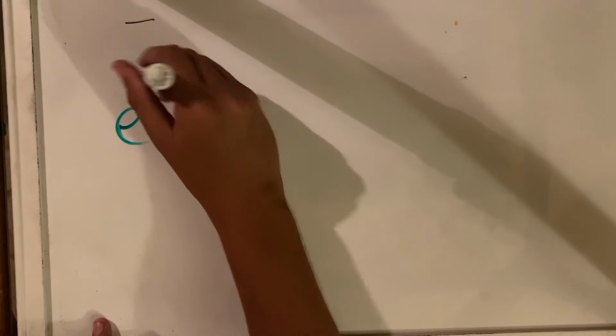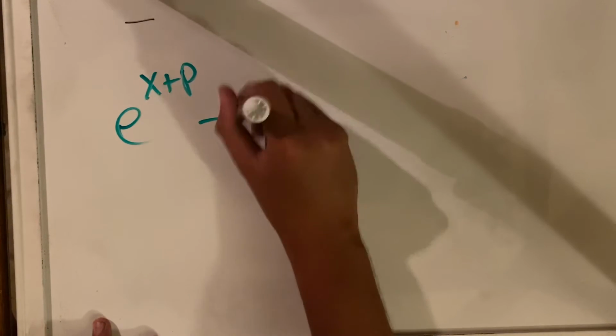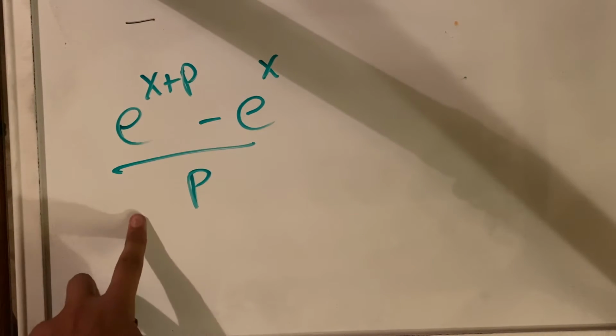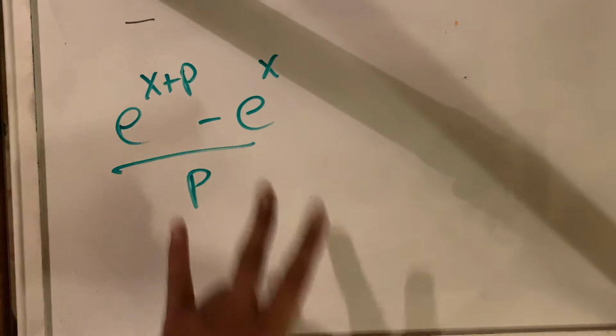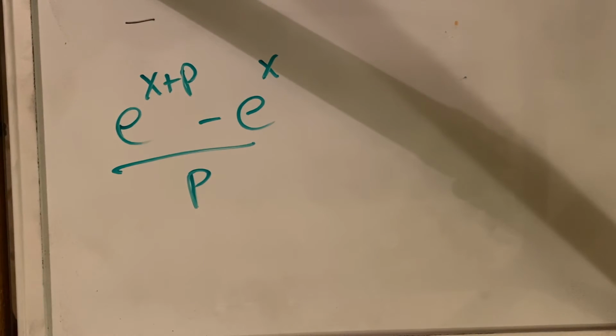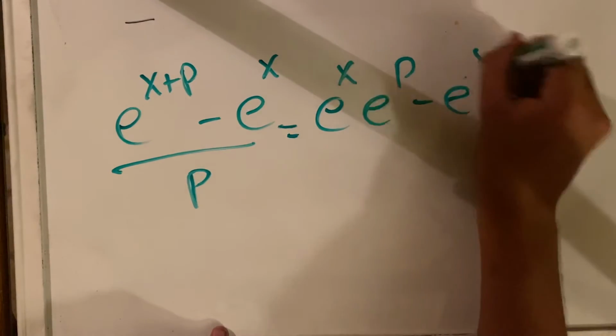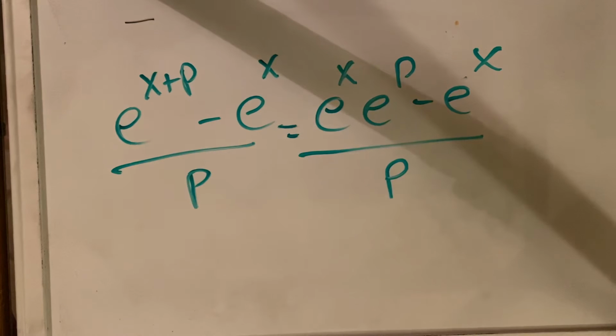So here, we'll take a very famous derivative, the derivative of e to the x. This is what it would be using P. Notice here, there's no limits. So how would we evaluate this? Well, let's break this up. This is e to the x plus p, minus e to the x, over p.